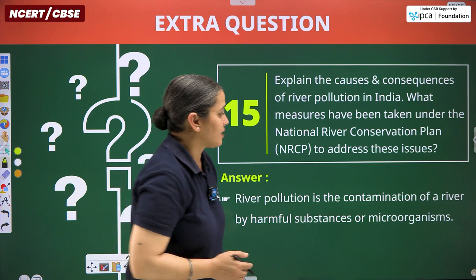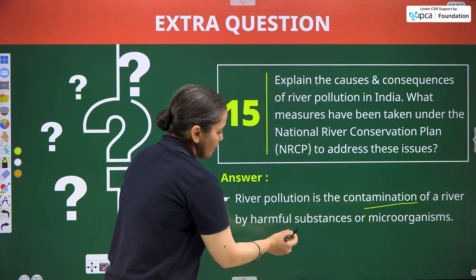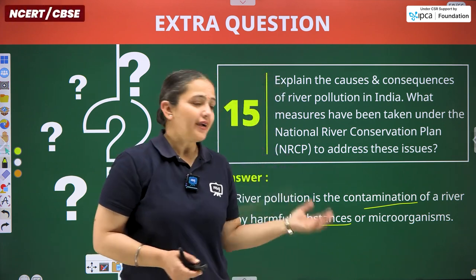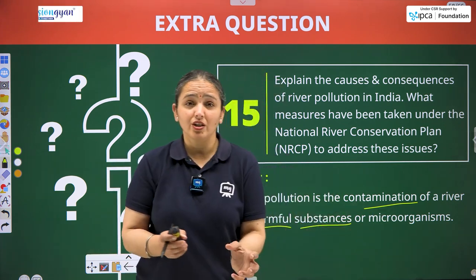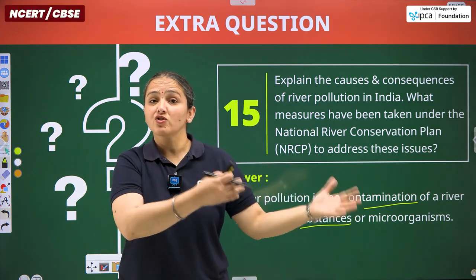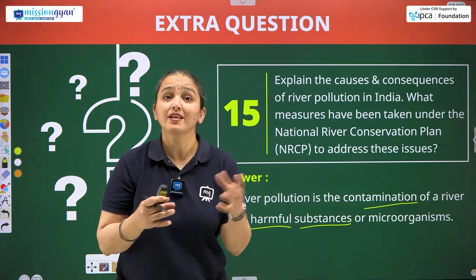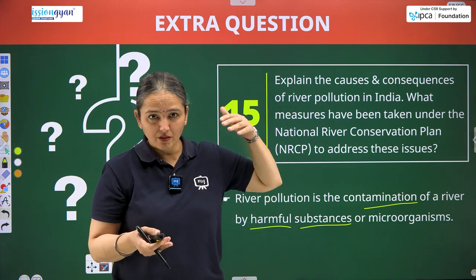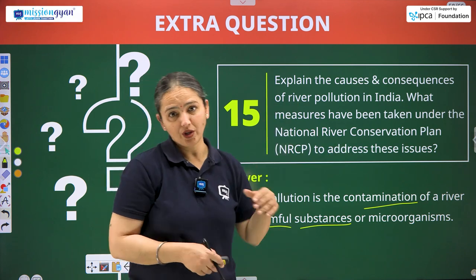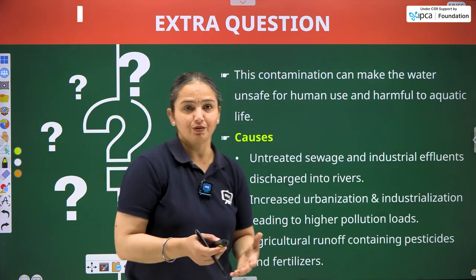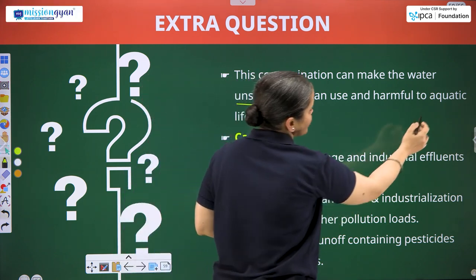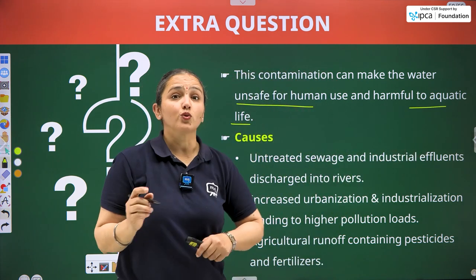River pollution is the contamination of river water by harmful substances or microorganisms. How are we adding the contamination, the pollutants, within the water? We give the outlet of industrial waste and urbanization waste, sewage water, and release it into open water bodies. Of course that is going to pollute the river water. This contamination can make the water unsafe for human use and harmful to aquatic life as well.